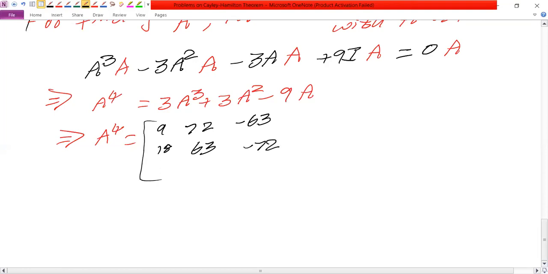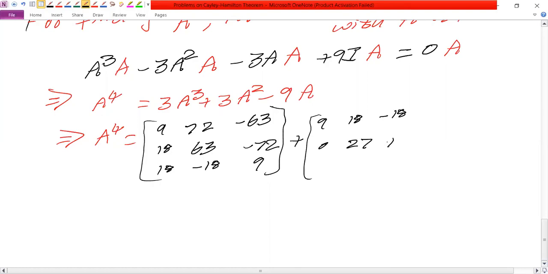Minus 72. Next, third element 18 minus 18 and 9 plus 3A square. So 3 into again A square, 9, 18 minus 18, and second row elements 0, 27 and minus 18, 0, 0 and 9.